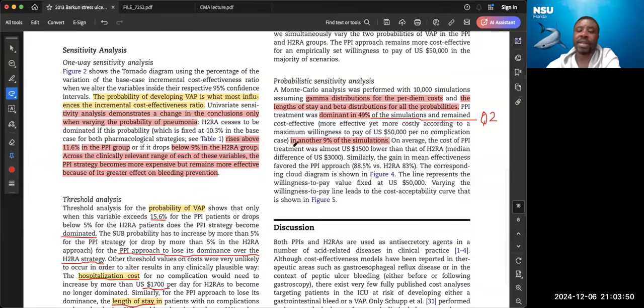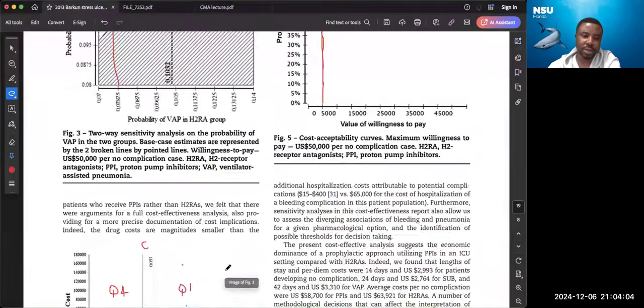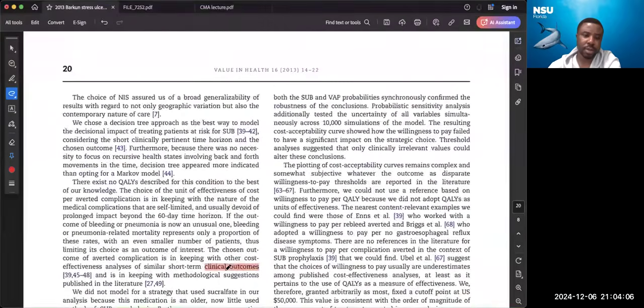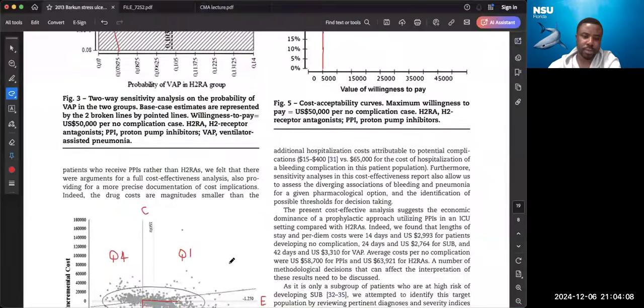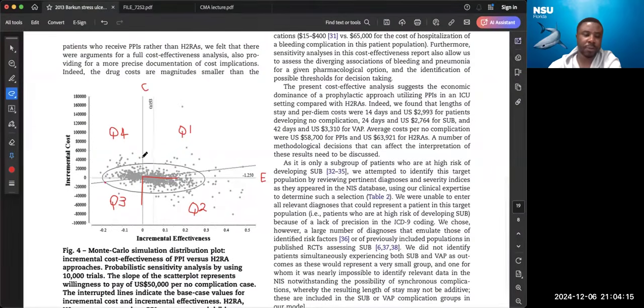Okay, and then they said that it remained cost effective in another 9% of the simulation. So I think that one is here. So 9% of the simulation here is still cost effective. So it falls here, 9% falls here. And then the 47% falls here.